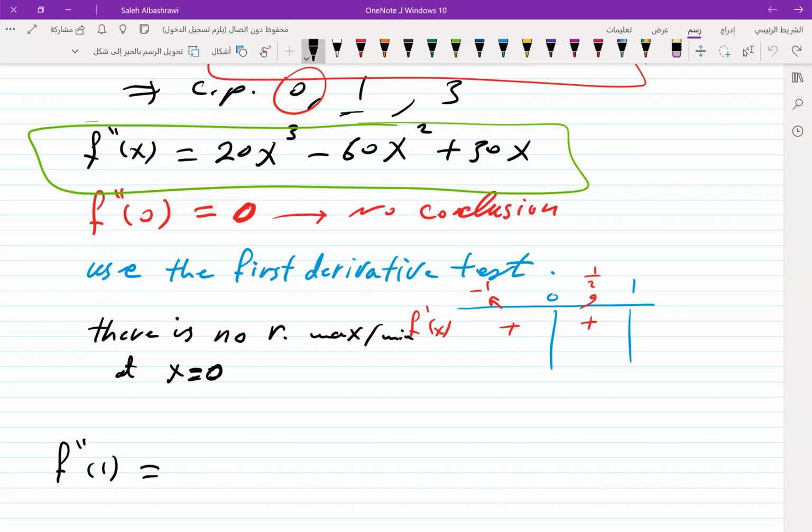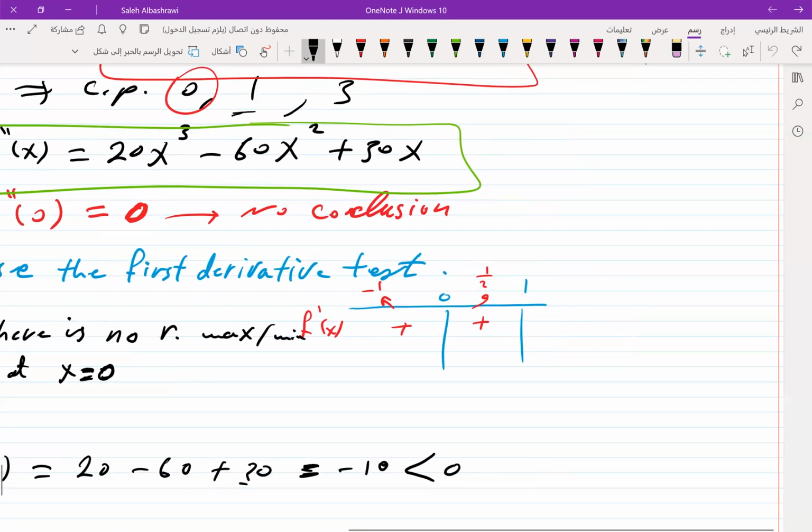If you replace x by 1, you will get 20 minus 60 plus 30, which is equal to minus 10, and this is less than 0. Negative, less than 0, which means relative maximum at x equal to 1. The function f has a relative maximum at x equal to 1.